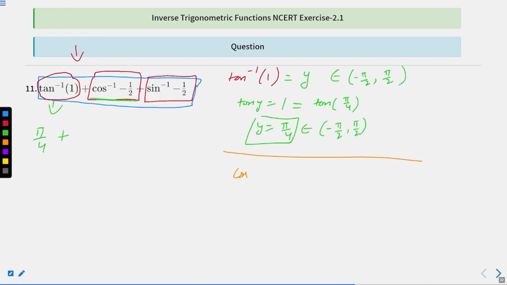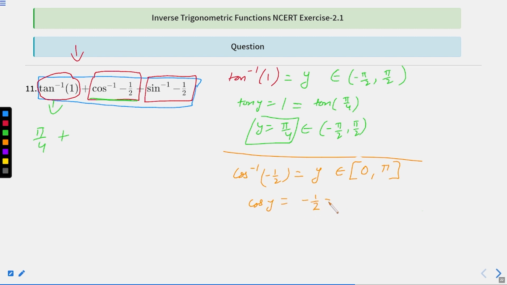Cos inverse minus 1 by 2. Okay. Put this equal to y, and this y must belong to the principal value branch, and the principal value branch for cos function is what? You know cos function is one-one and onto from 0 to pi, closed interval 0 to pi. Okay. Now just write it like this. Cos y is equal to minus 1 by 2.